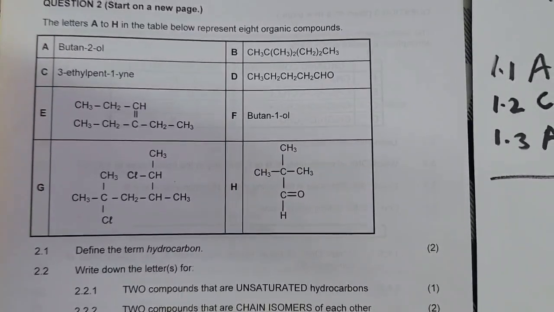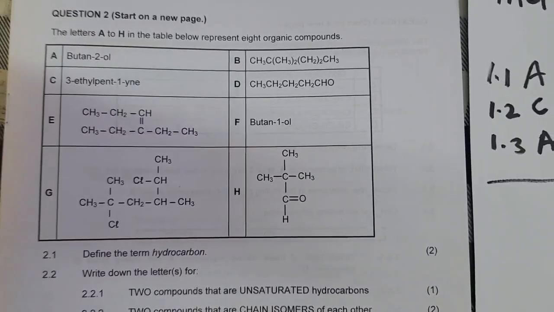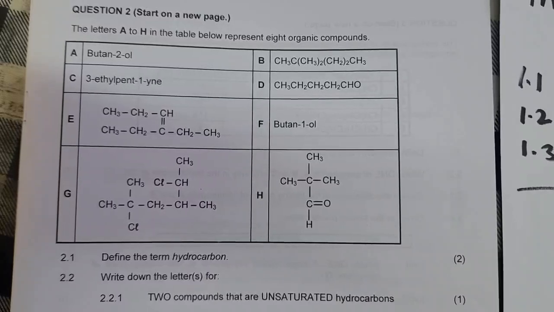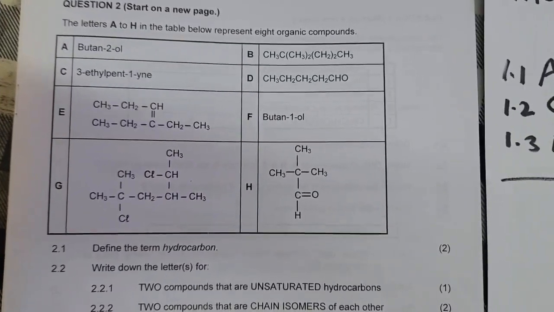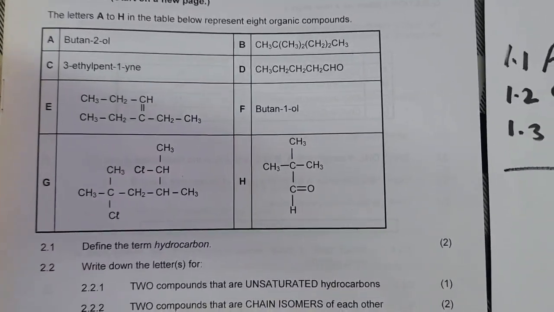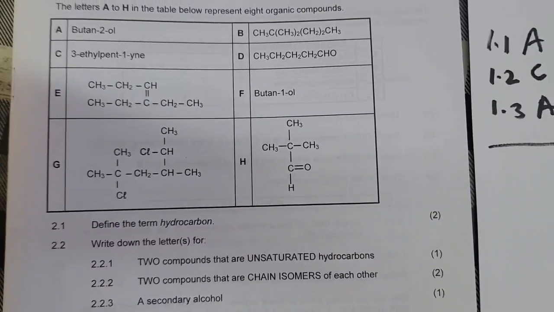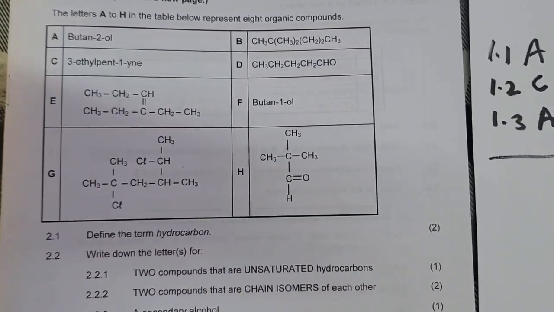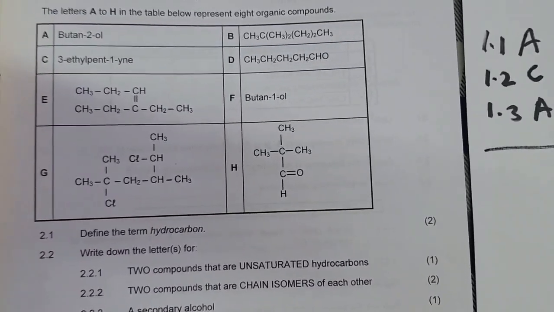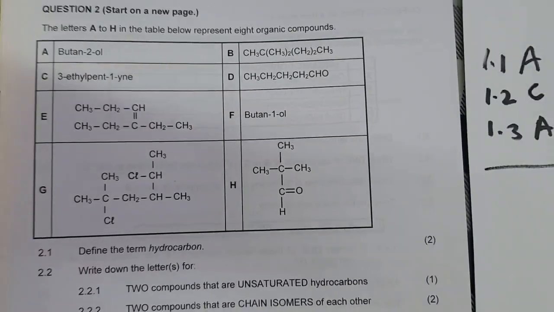They say letters A to H in the table below represent 8 organic compounds. Remember, the best method in this one is to analyze every compound in terms of your homologous series, the general formulas, the functional groups, isomers, and even the naming. So if you look at this one quickly, you find that A is a secondary alcohol, then B is an alkane, of which we can even sort of name it.